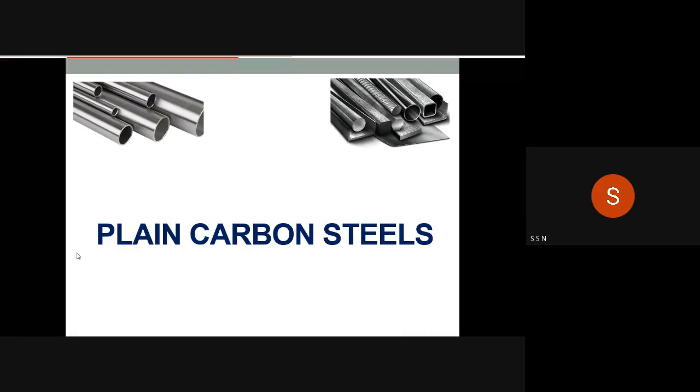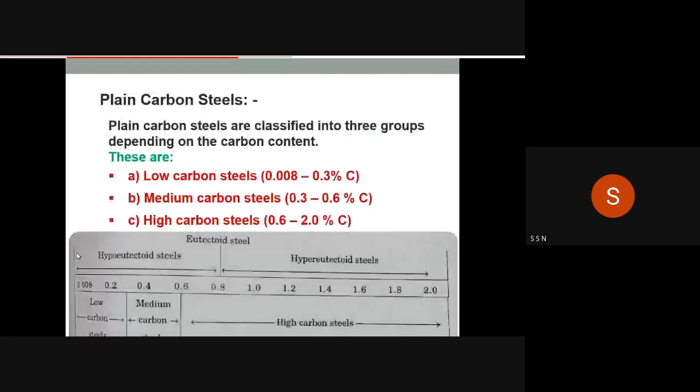Therefore, based on the percentage of carbon present inside the iron, there are various types of steel and cast irons. What we call a steel and what we call a cast iron, we will see in detail in the further lecture. So in this lecture we will see in detail the plain carbon steels.